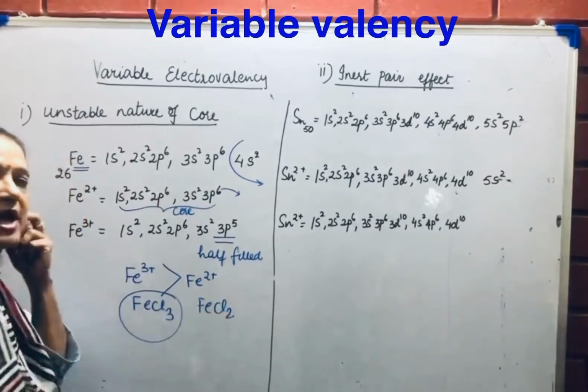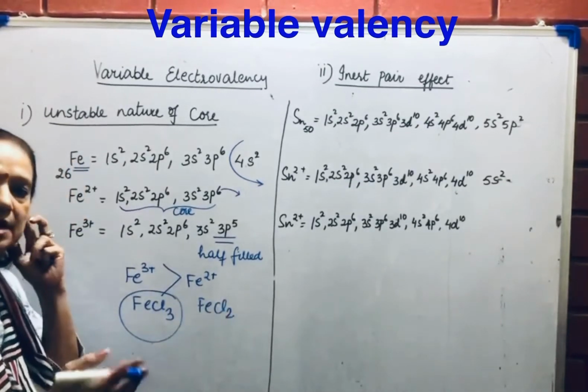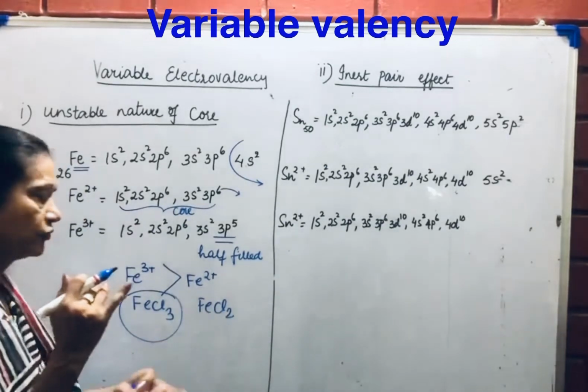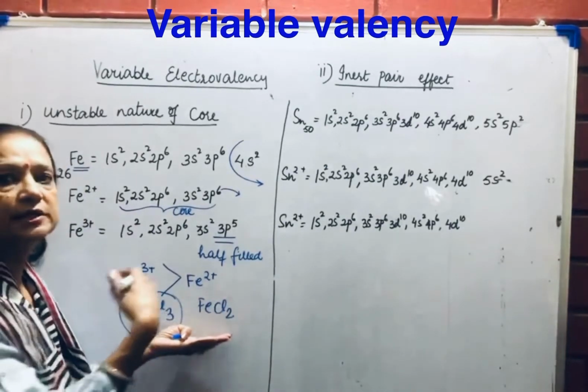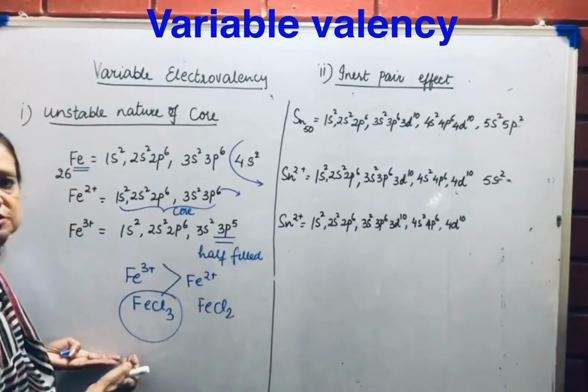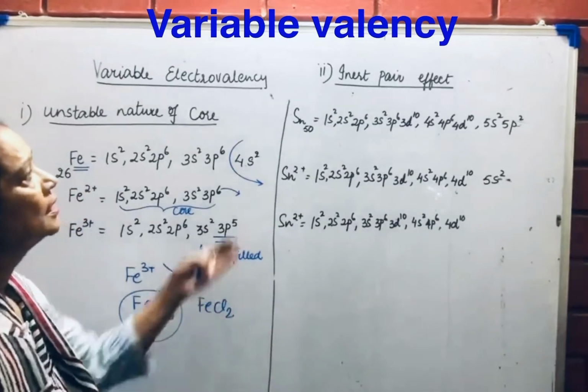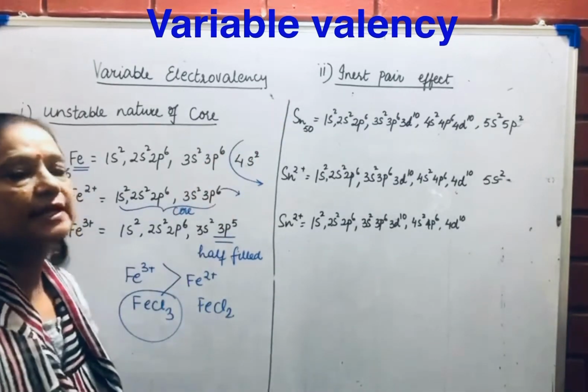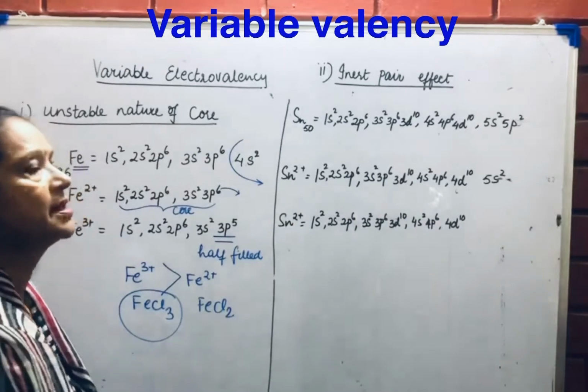So ferrous chloride, if I keep it in the open in my lab, if I have kept the bottle open for too long, it immediately oxidizes and changes into ferric chloride. Look at the second reason. The second reason is called inert pair effect.